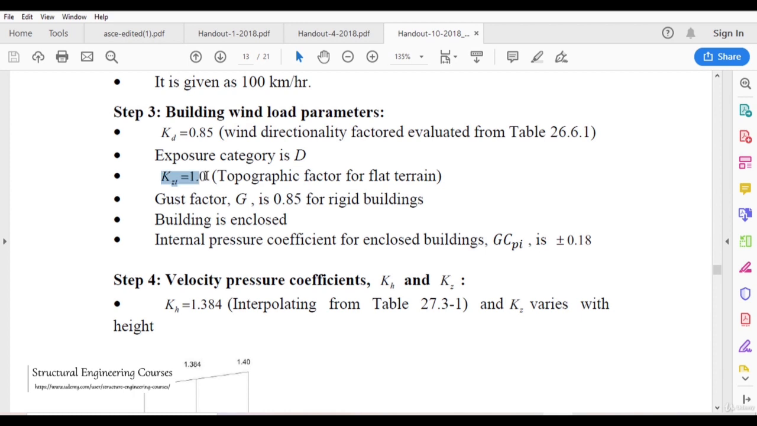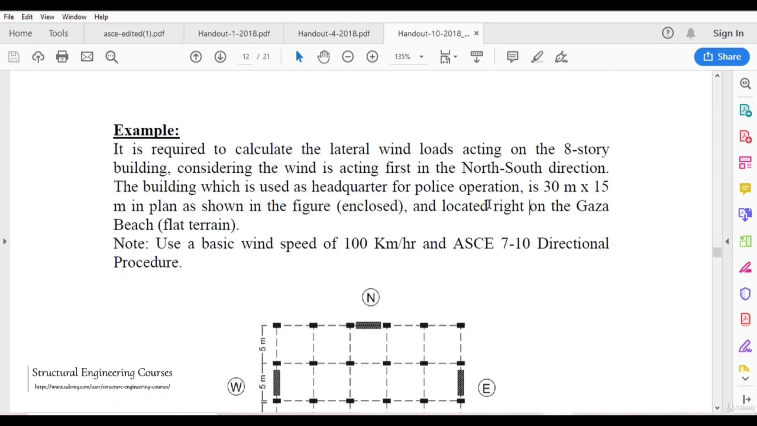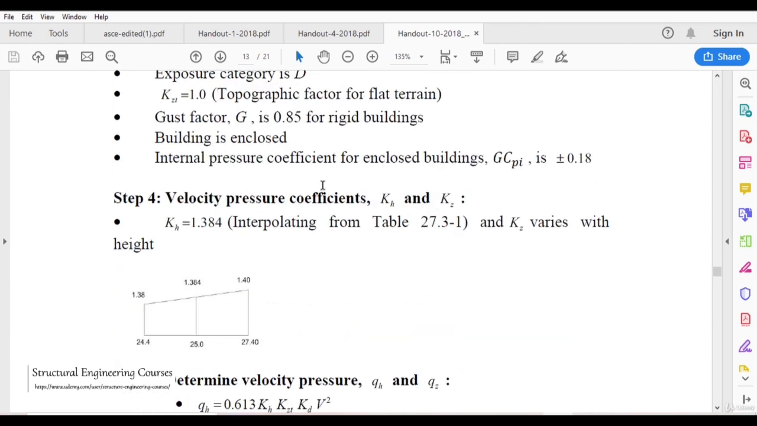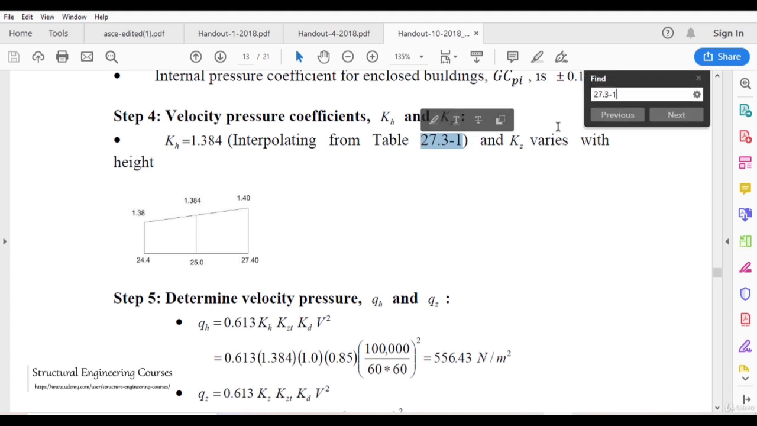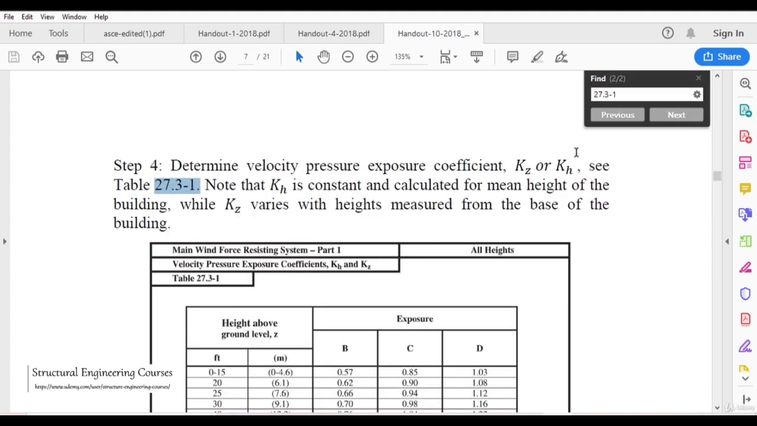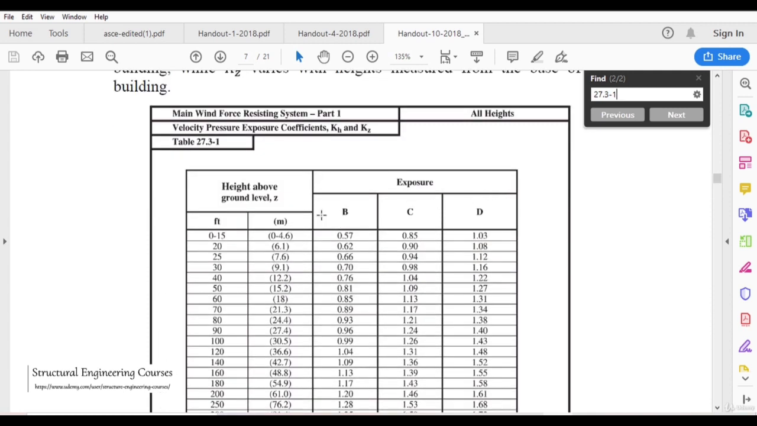Gust factor G is 0.85 for rigid building, that I had already explained many times. After that, building is enclosed as per this provision here, and internal pressure coefficient for enclosed building is nothing but plus minus 0.18. After that, we do need to calculate the KZ and KH. So KZ and KH here are referred from interpolating from table 27.3.1. So here this is the table that he is talking about.